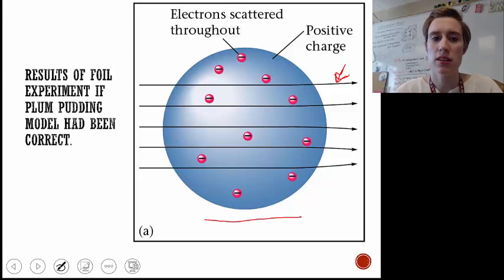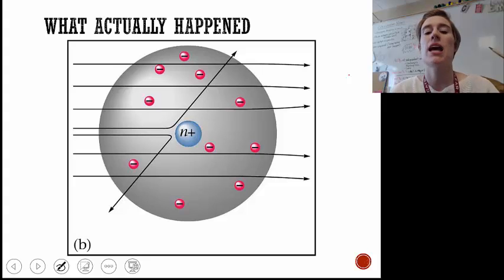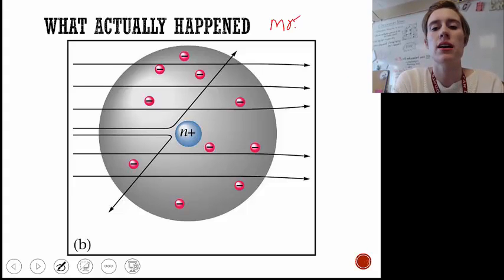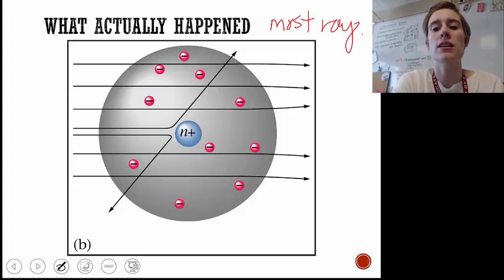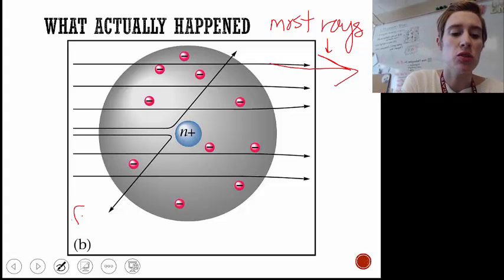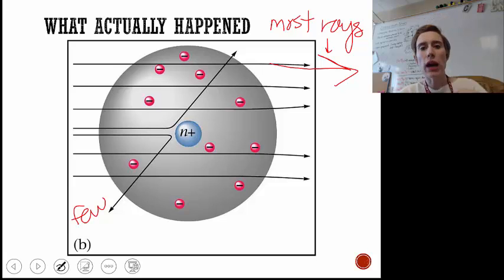This is what happened. He took his laser, which he was super excited about, and he shot it through the gold foil, and something crazy happened. Most of the rays, this is important, write it down, most of the rays went straight through. That's most of the rays. They went all the way through the gold, just like he expected. But a few of the rays were rebels, and they shot straight back at him.